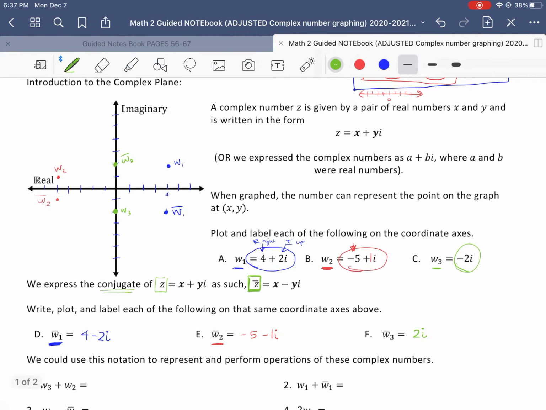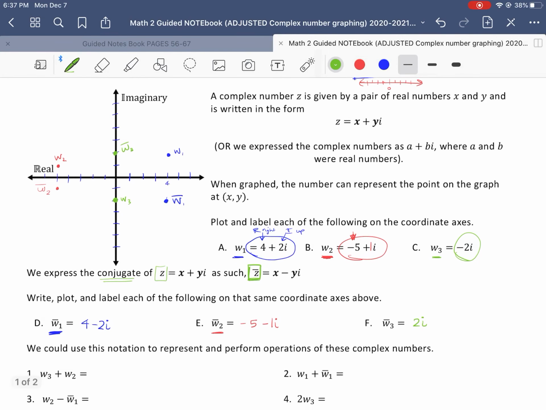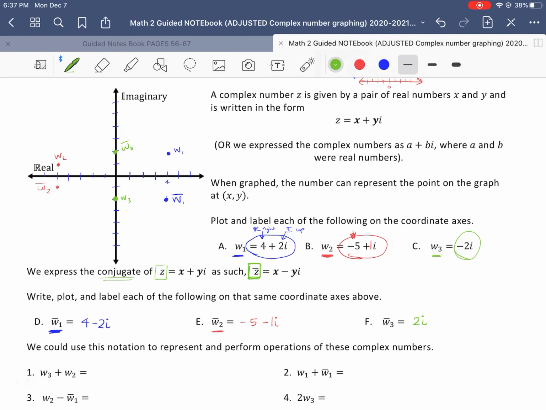This notation also allows us to represent complex operations. So remember when we add and subtract complex numbers, we just combine like pieces. So if we look, say, at number 1, we have W3 plus W2. Well, if we come back up here to our complex numbers where they're defined, W3 is right here, so I'm going to write these out. That would be like saying W3, right, plus W2, and W2 is up there, negative 5 plus i. So I'm going to write this in parentheses just so you can see. There's negative 5 plus i, and here was W3. So we're just adding these complex numbers.